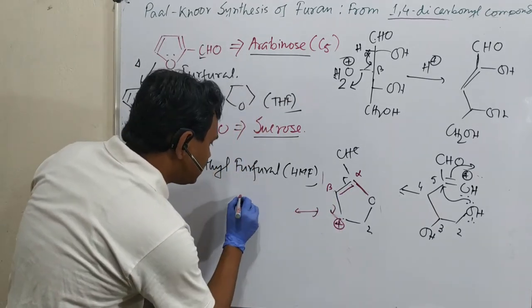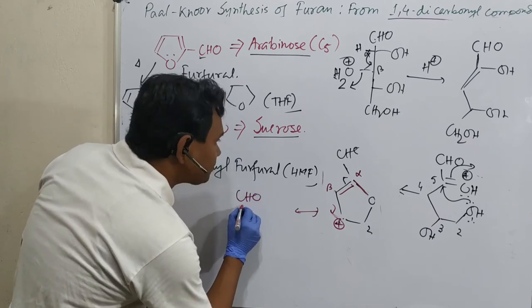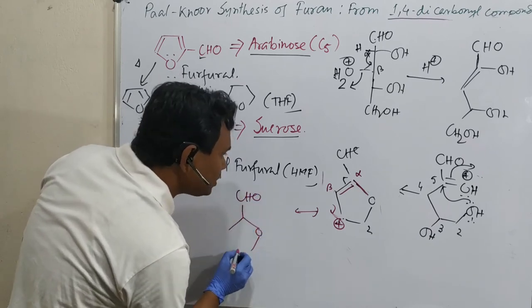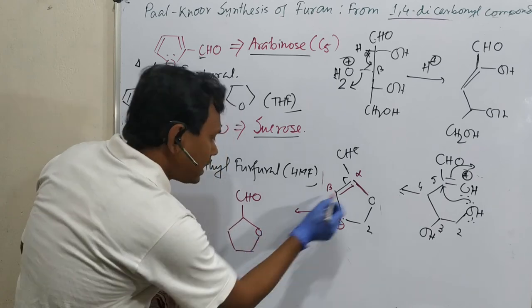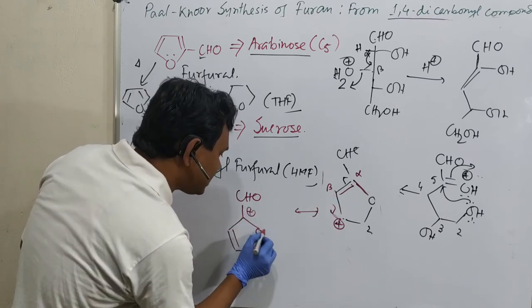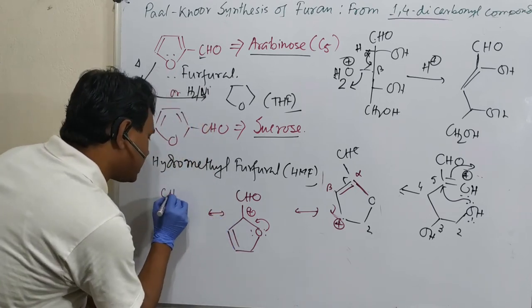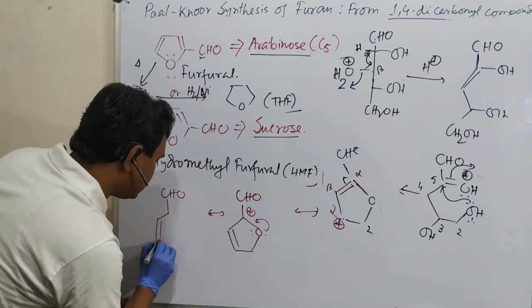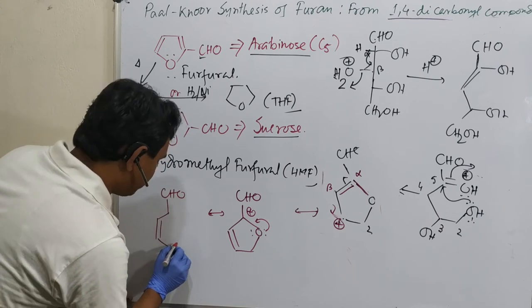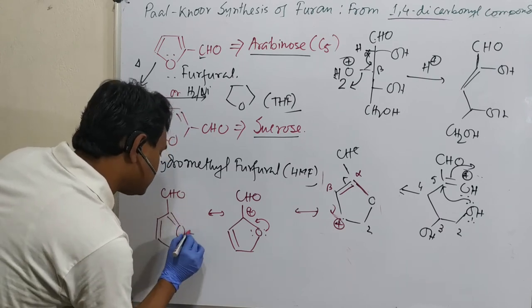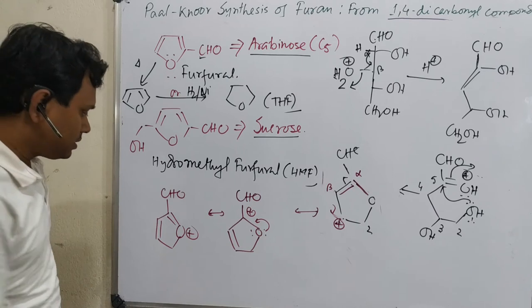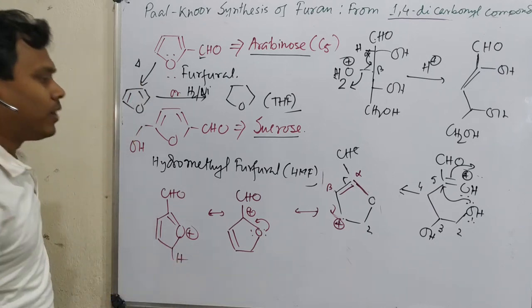What do I mean? This is a CHO, this is the OH, this, and double bond will come here, positive charge is here, and that is again resonance stabilized. So if I can draw the canonical form, this, I always suggest you, please practice this resonance very well. Okay, this. So, what can happen?